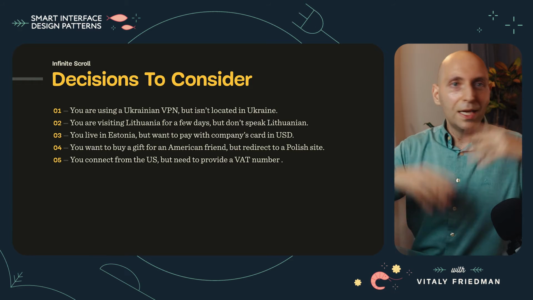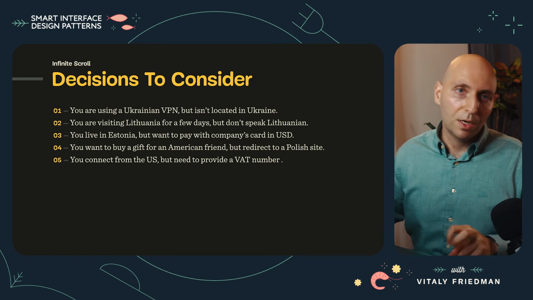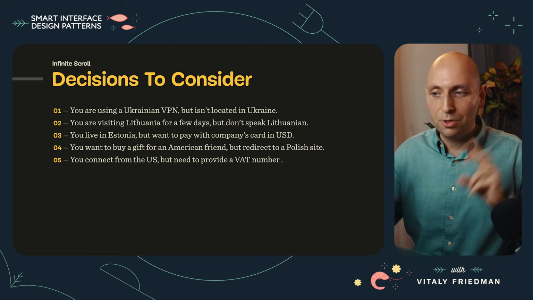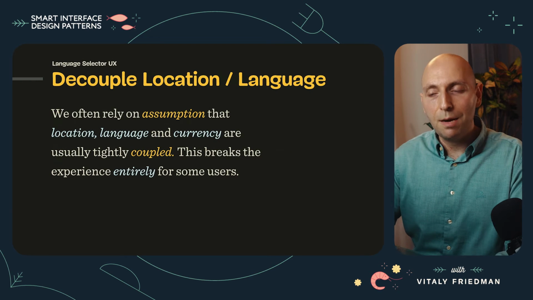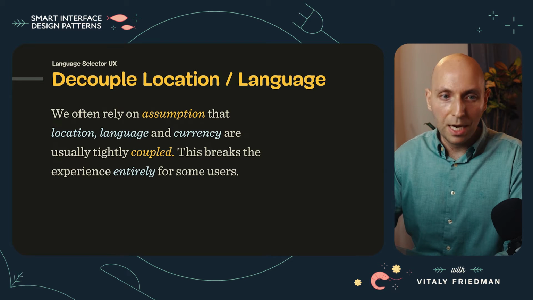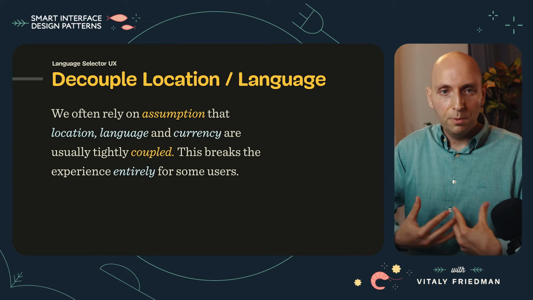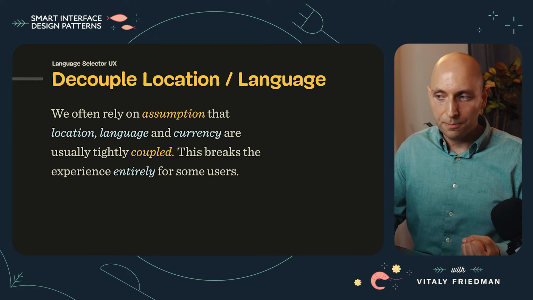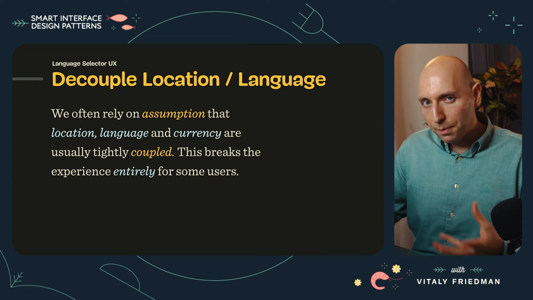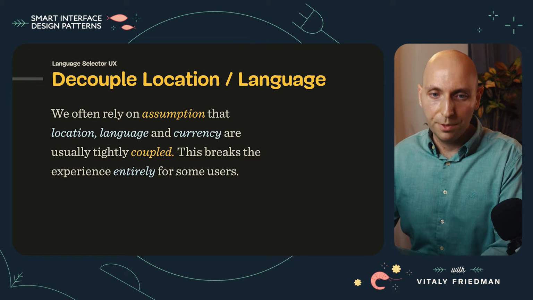Or, plenty of situations like this, where you connect from the US, but you need to provide a VAT number because your company is from Europe, but it's not visible because you're connecting from the US. So we really need to fix it by decoupling location and language and many other things, like, for example, currency. Because we shouldn't be assuming that a location always defines the selection of language and currency. It will be probably fine in many cases, but will probably break the experience altogether for some users.